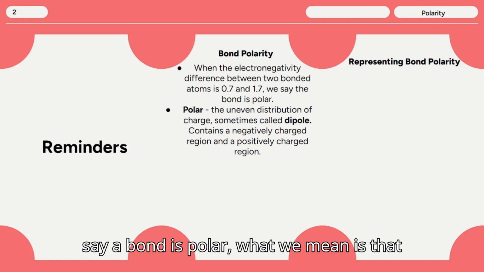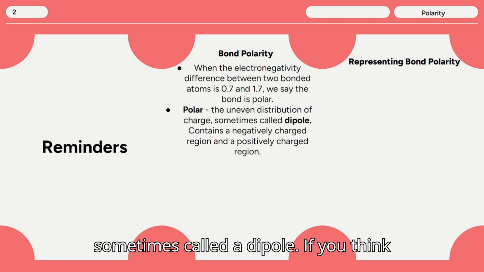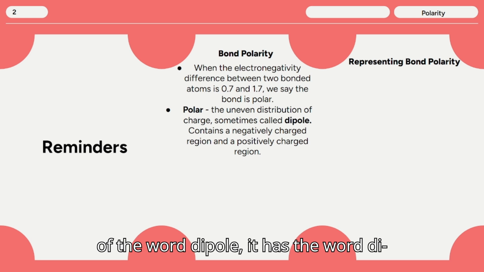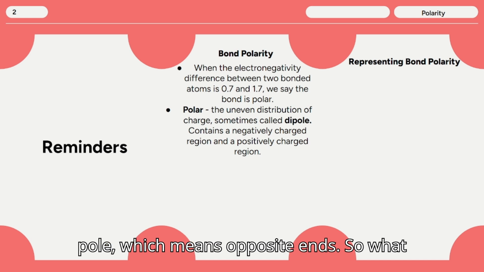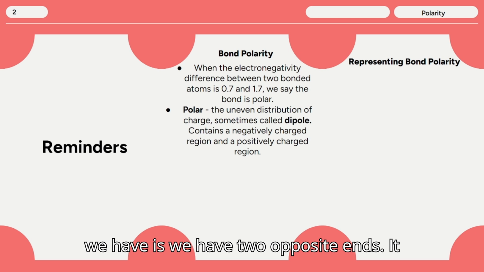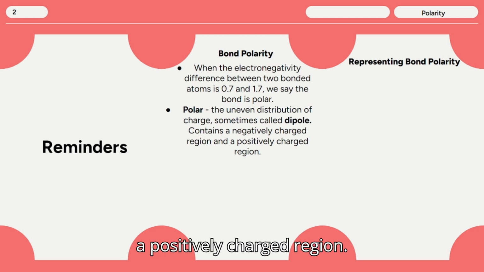When we say a bond is polar, what we mean is that there is an uneven distribution of charge, sometimes called a dipole. If you think of the word dipole, it has the prefix di, which means two, and pole, which means opposite ends. So what we have is two opposite ends. It contains a negatively charged region and a positively charged region.